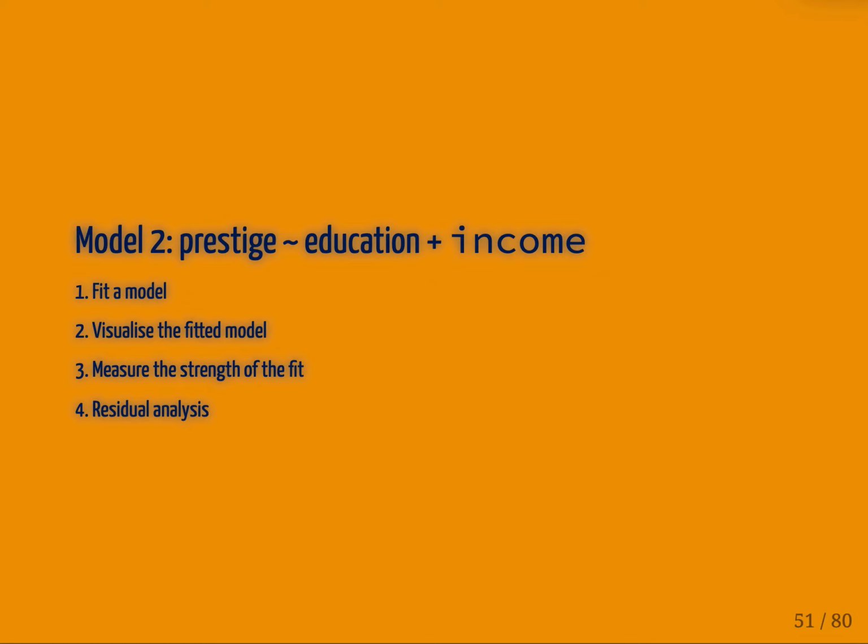Okay, Model 1 was a reasonably good model. Let's see if we can further improve the fit by adding other regressors. We saw from our scatter plot matrix, income also has a strong positive correlation with prestige. Now we try to model prestige using education and income. Now we have two regressors.